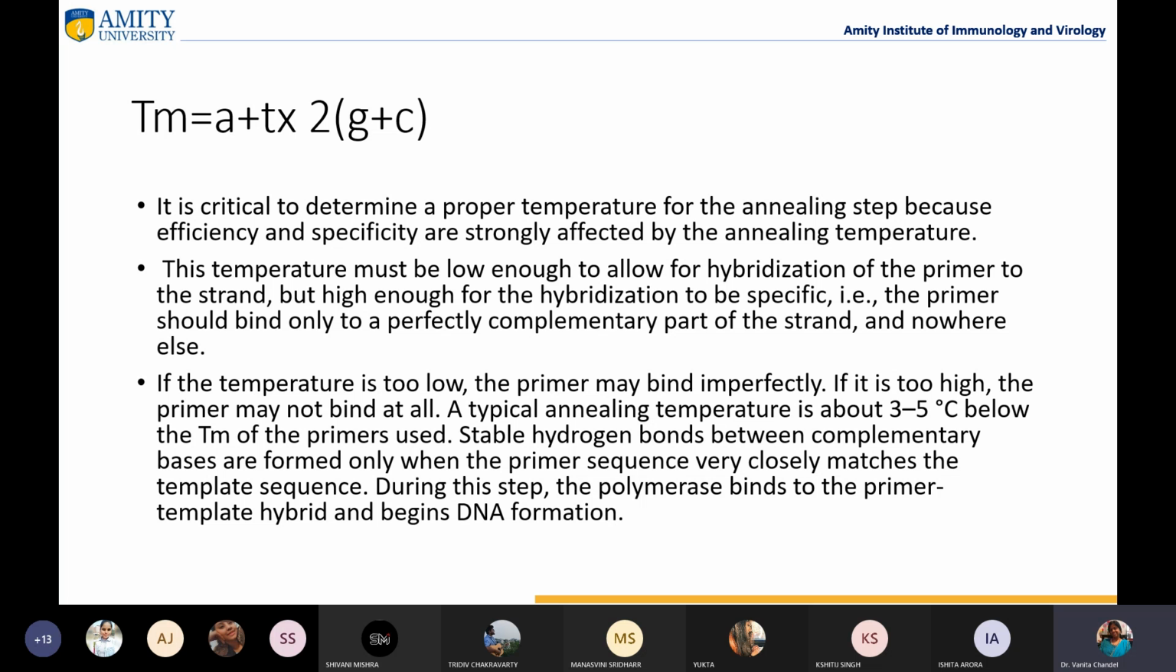This temperature, as I told you, must be low enough to allow hybridization of the primer to the strand, but high enough for the hybridization to be specific, because if it is very low, non specific binding will also happen. That means the primer should bind only to a perfectly complementary part of the strand and nowhere else. If the temperature is very low, the primer may bind imperfectly, or if it is too high, it will not bind at all. A typical annealing temperature is around 3 to 5 degrees Celsius below the Tm of the primer that we use. Stable hydrogen bonds between the complementary bases are formed only when the primer sequence closely matches the template sequence. During this step, the polymerase binds to the primer template hybrid and starts the DNA formation.